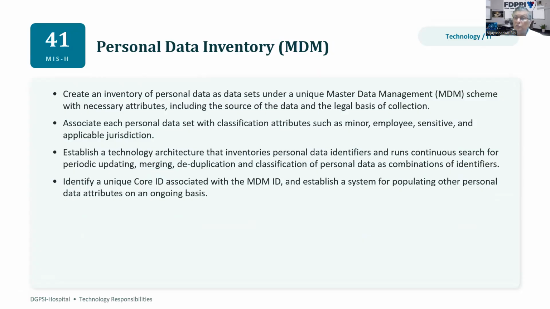Each data set of an individual who is the data principal should have a unique ID against which several parameters are associated. Different sets of these parameters are associated with different processes. All this has to be captured in this inventory. Associate each personal data set with classification attributes such as minor, employee, sensitive, and applicable jurisdiction if it is GDPR or something like that. Establish a technology architecture that inventories personal data identifiers and runs continuous search for periodic updating.